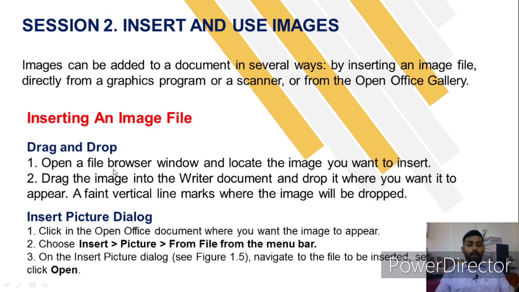Open a file browser window and locate the image you want to insert. Drag the image into the Writer document and drop it where you want it to appear. A faint vertical line marks where the image will be dropped. You can just drag and drop it to the part of your document where you want it. Then the insert picture dialog: click in the OpenOffice document where you want the image to appear. Insert picture from File, from the menu bar.